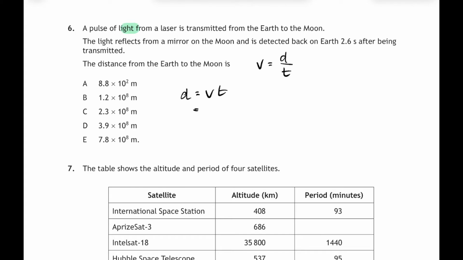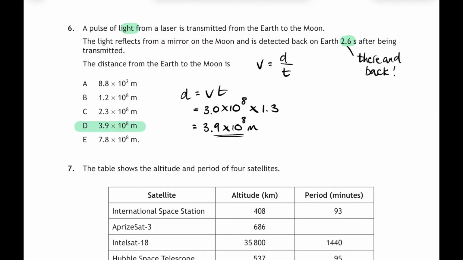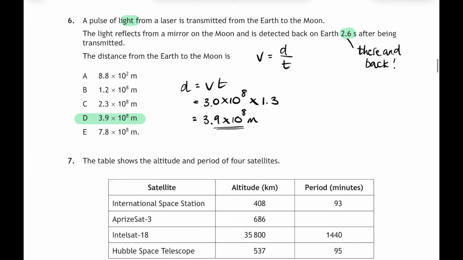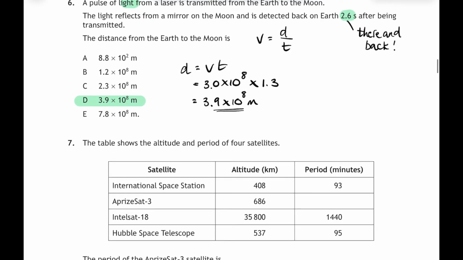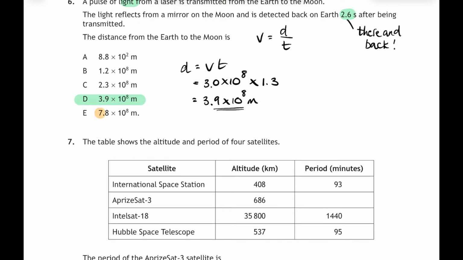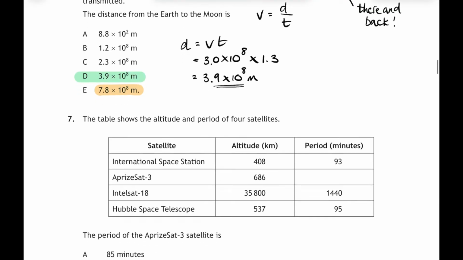It's a pulse of light, so the speed we're going to use is the speed of light, 3.0 times 10 to the 8. Now it's the distance from the Earth to the Moon we want, and it took 2.6 seconds to go there and back. So the time it took to reach the Moon was only 1.3 seconds. And if you do that in your calculator, you get 3.9 times 10 to the 8 metres. That's answer D. And again, watch out here, because if you forgot to halve it, then you would have got 7.8 times 10 to the 8.